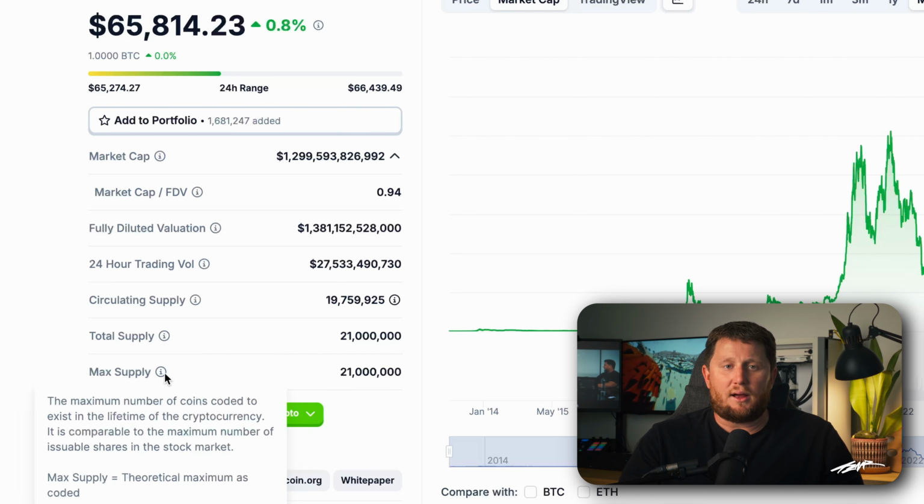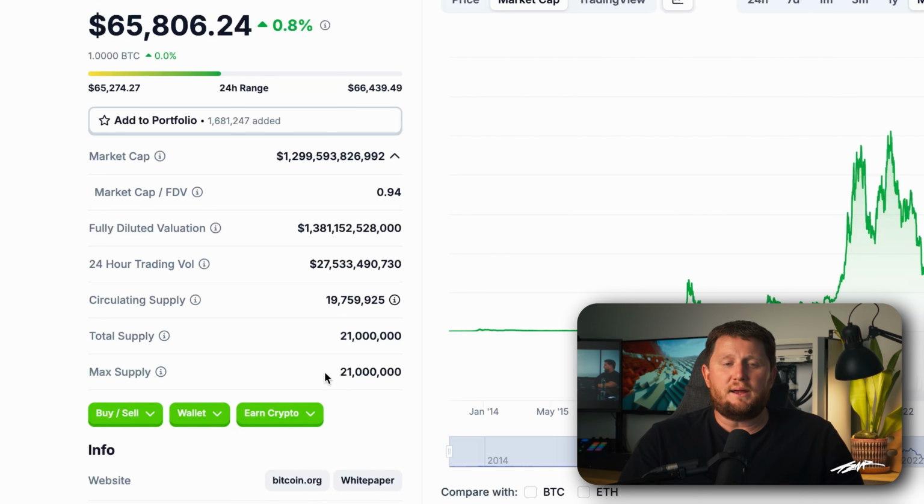The max supply here is the total number of coins that have been coded into the smart contract, or the max theoretical number that could ever be created. Again, for Bitcoin, it's special. There will only ever be 21 million Bitcoin. Sometimes this number is the same, like in Bitcoin, but for other tokens, it's completely different. There are more complex mechanisms, and that's a little bit much for this video. So today, I just want you to focus on total supply.